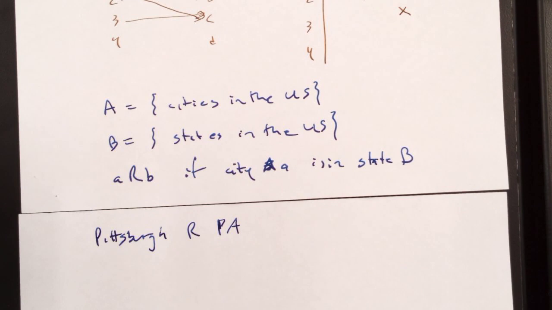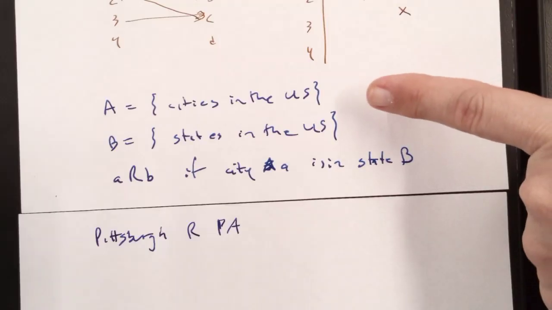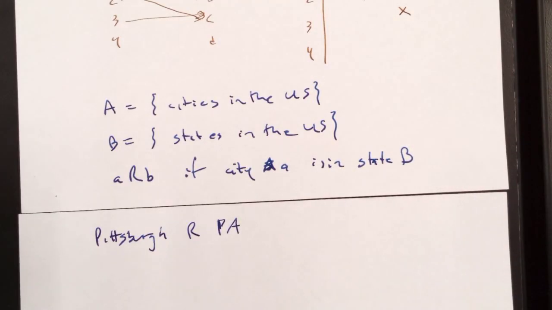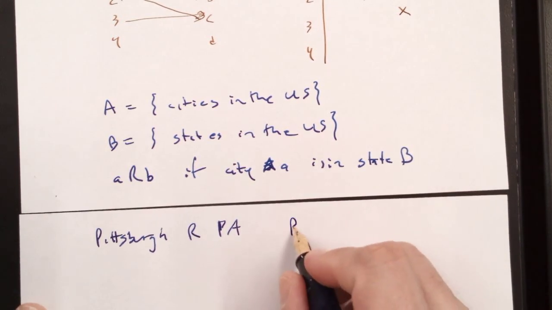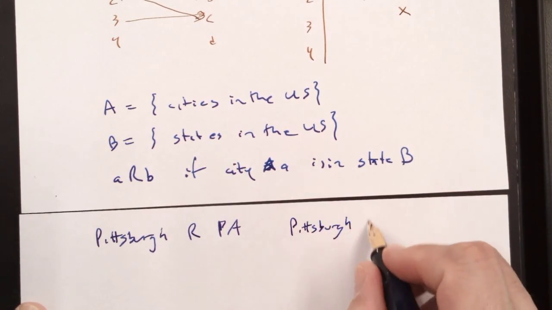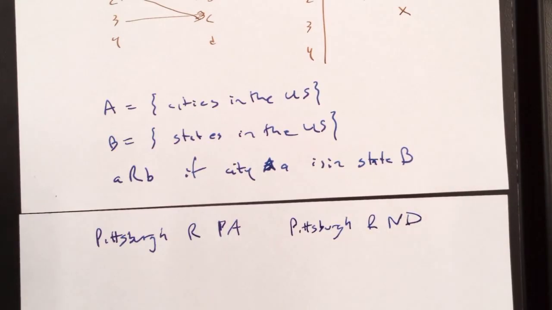Is this a function? Why not? It's not defined for all the cities. If there's a city in the United States, does that city have to be in some state? It's defined for all cities. There's multiple cities with the same name. Aha. There's a Pittsburgh, North Dakota. There's a Greensburg, Pennsylvania. There's a Greensburg, Kansas.